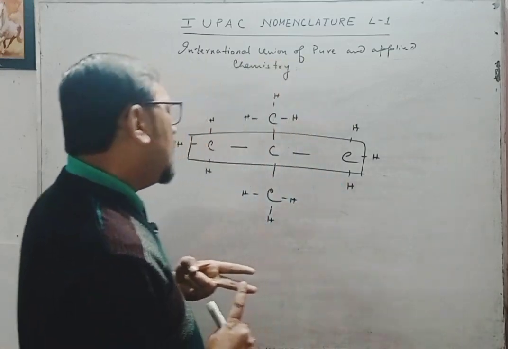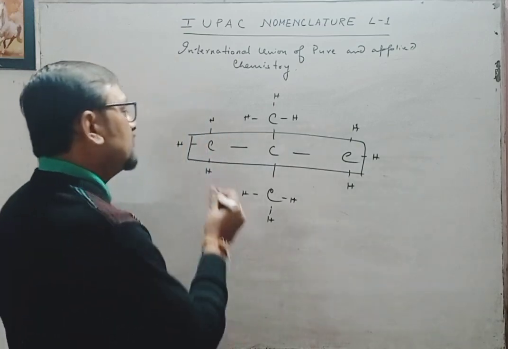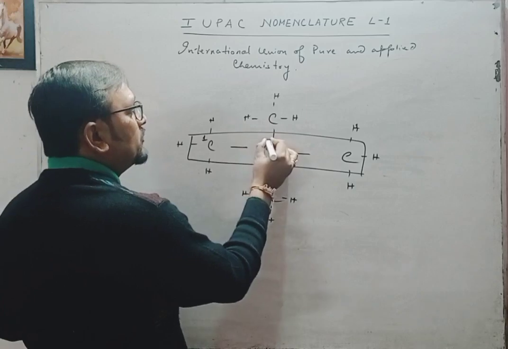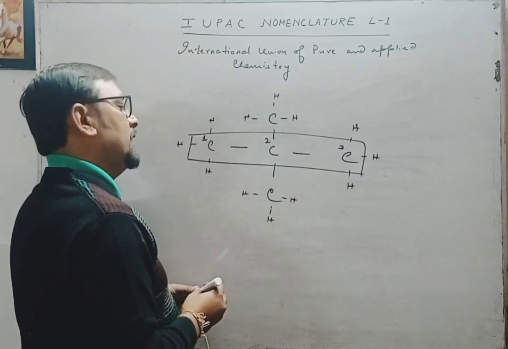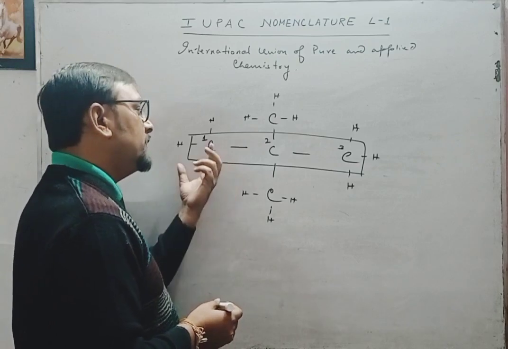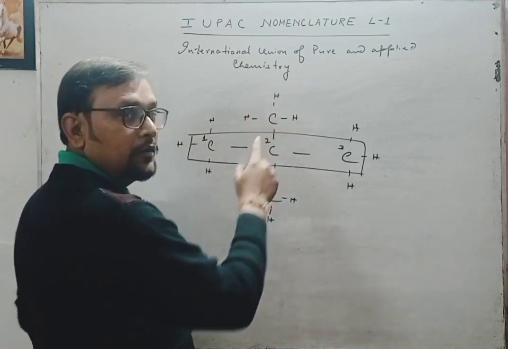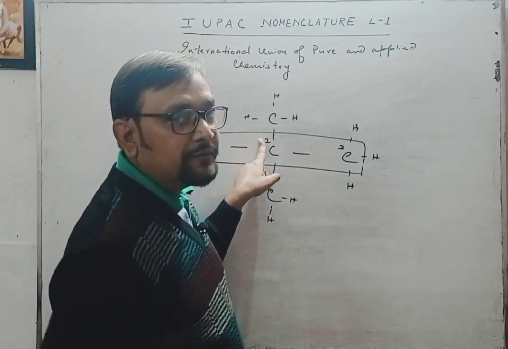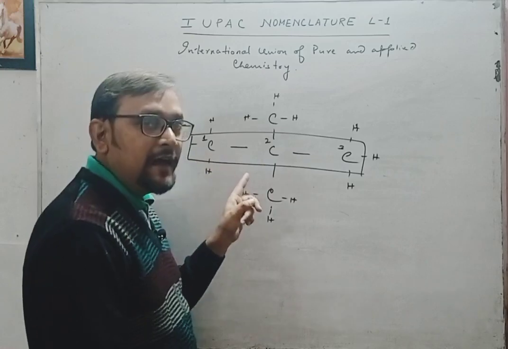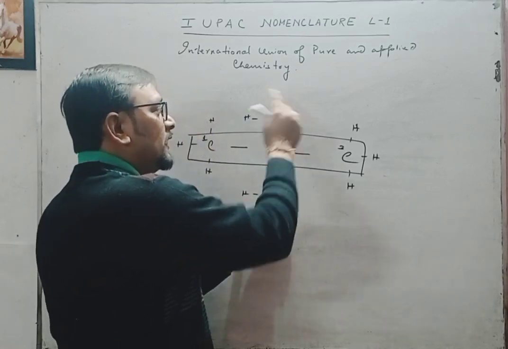Okay. Now from which side should I start doing the numbering? Should I start from this side? 1, 2, 3. Okay. Then what will happen? If I start from this side also, you see the substituent. Where is the substituent, my dear students? In the second carbon. How many substituents does this formula have? 2 substituents. Yes, one is here and another is here.